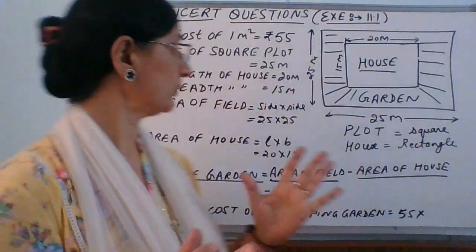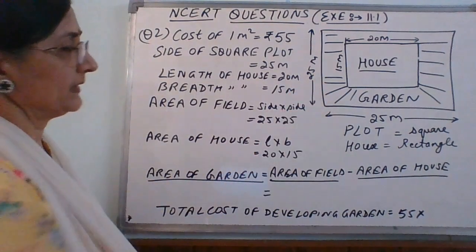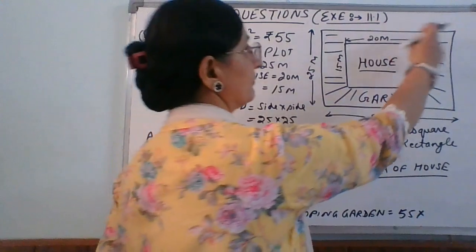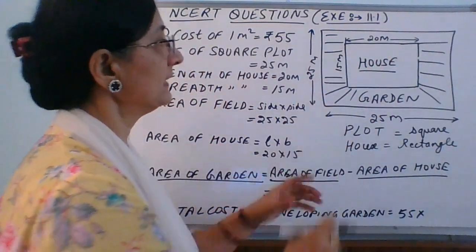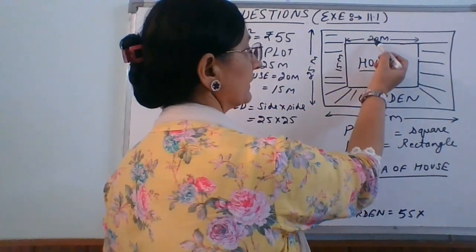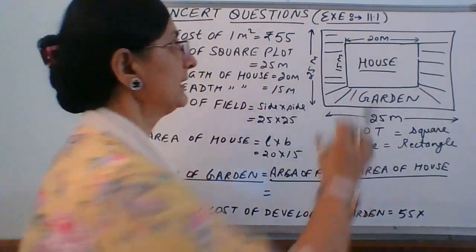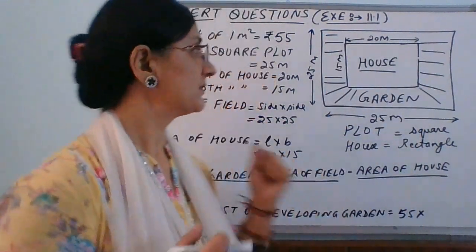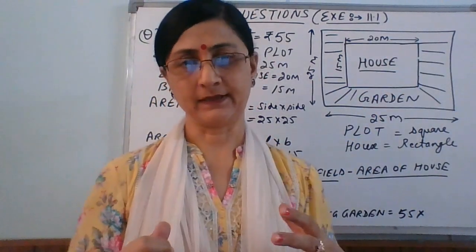Okay. Now the second question of this exercise 11.1 is this one, right? So what is here? Mrs. Kaushik, right? She has a square field. This is a field and it is a square, 25 into 25, same side, right? So there she made a house that is in rectangular form. It is a rectangle, 20 length and breadth is 15, right? So in the rest portion, she has developed a garden, right? So the cost of developing that garden has to be calculated.